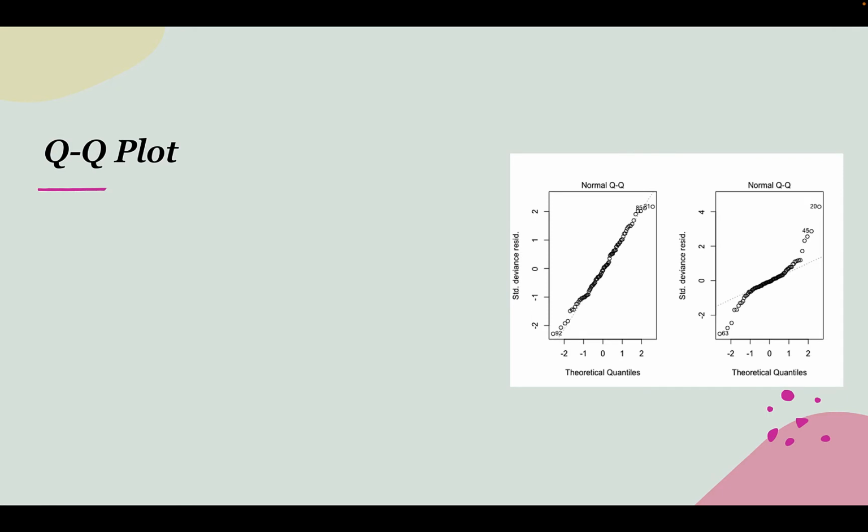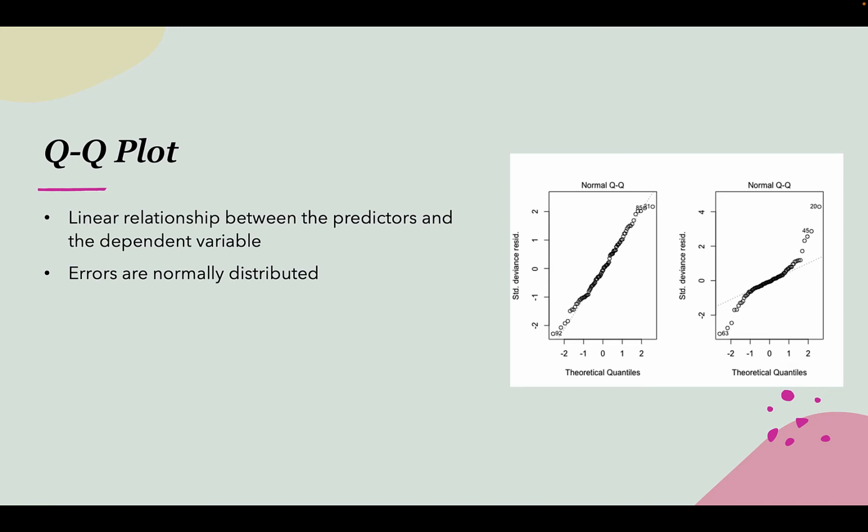The other plot we're going to look at in our output is the QQ plot. The QQ plot can show if there's a linear relationship between the predictors and the dependent variable, and it also serves to show if the errors are normally distributed. We can check this assumption by looking at our plot, and I have two QQ plots over on the right-hand side of the screen.